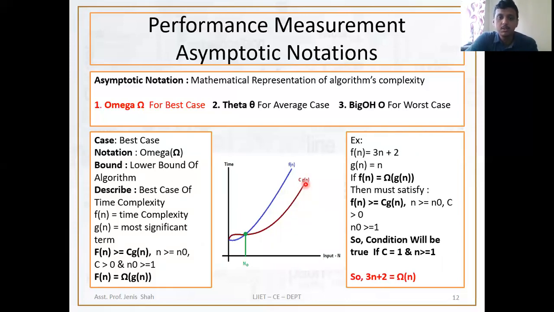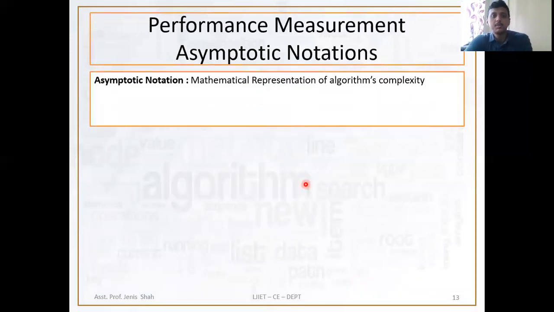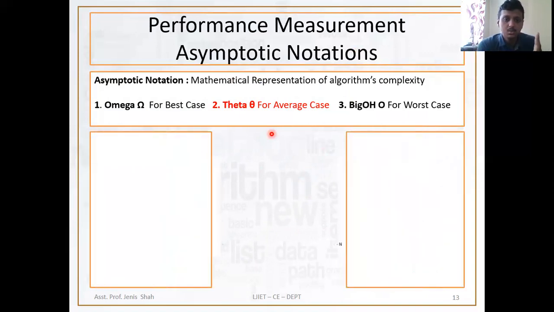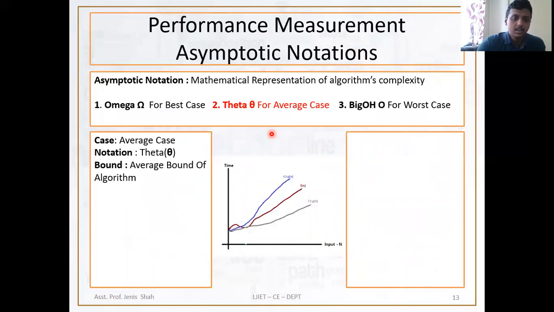Now moving forward to the next topic: the measurement analysis for the asymptotic notation of the average case. Students, just compare the best case and the average case. In the best case, the notation is omega. In the average case, the notation is theta. The best case shows the lower bound, and the average case shows the average bound.